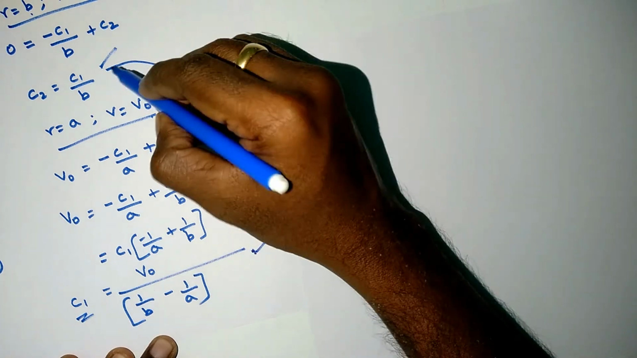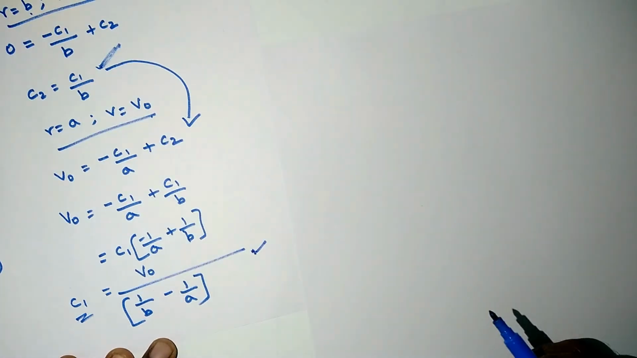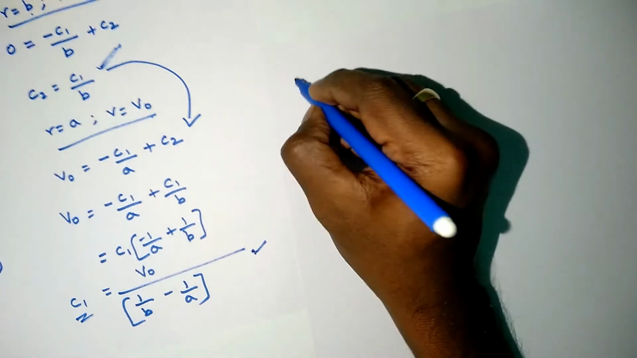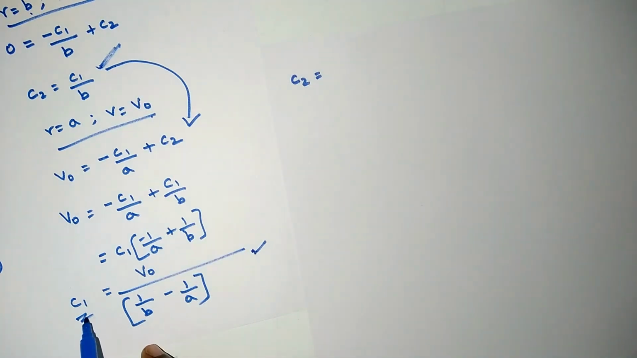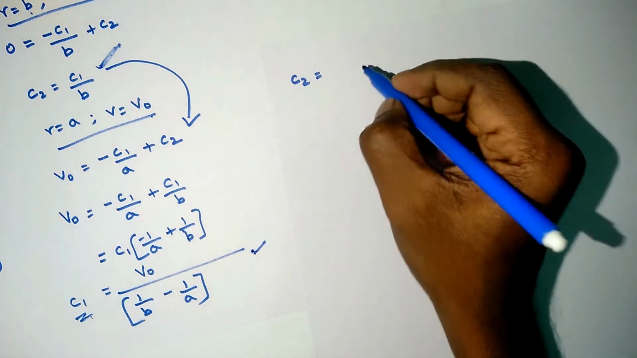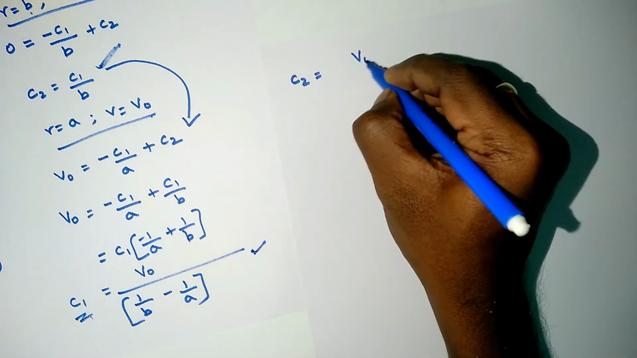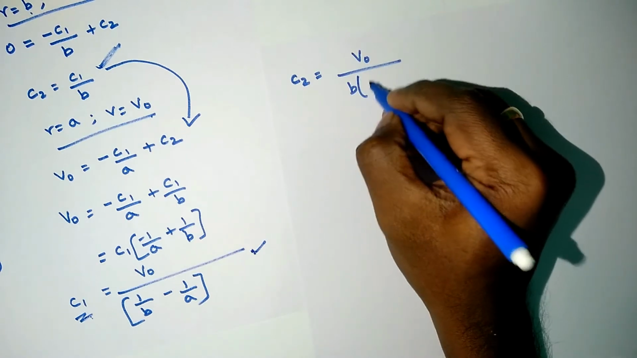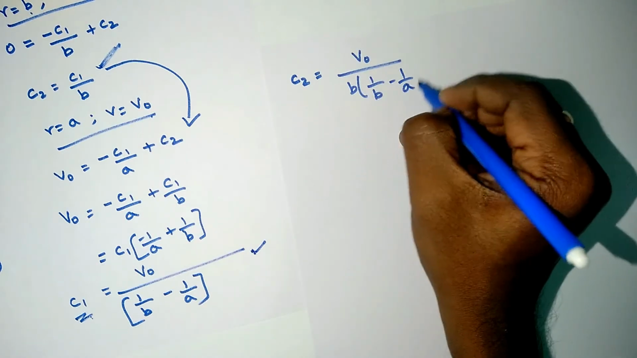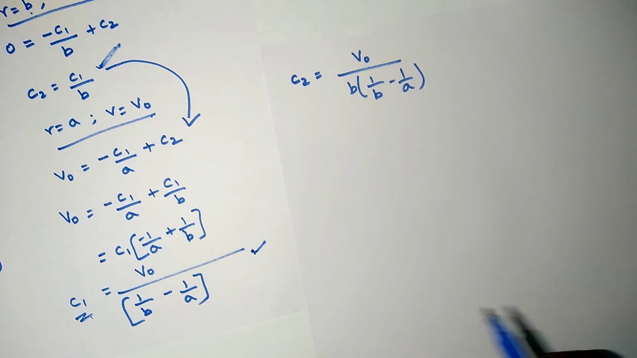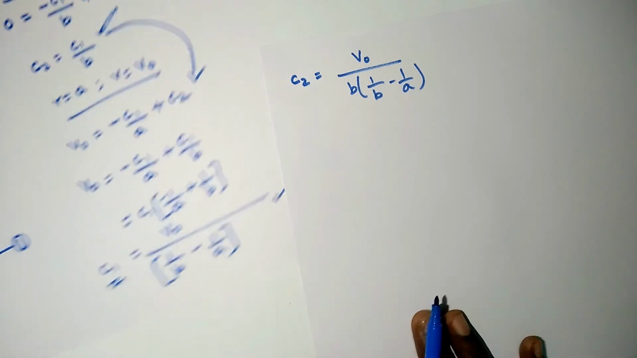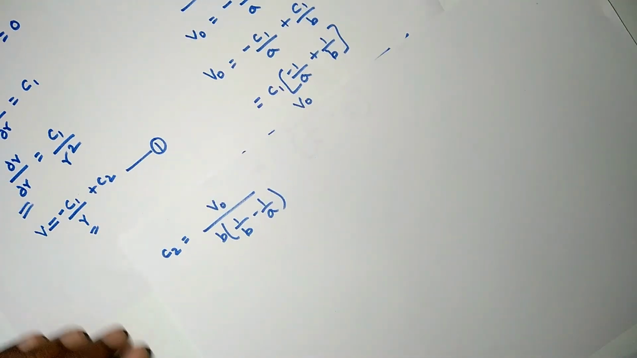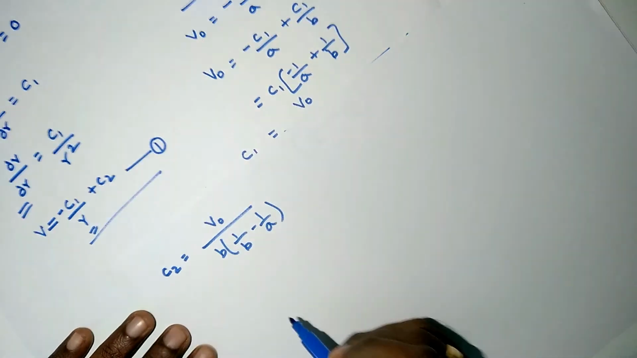Now by using this equation, we can find out the value of C2. That is, C2 is equal to C1 divided by B. So the value of C1 is here. So C2 is equal to V naught divided by B into 1 by B minus 1 by A. Now we know the values for C1 and C2. Now we shall substitute the value of C1 and C2 in equation number 1. So this is equation number 1.